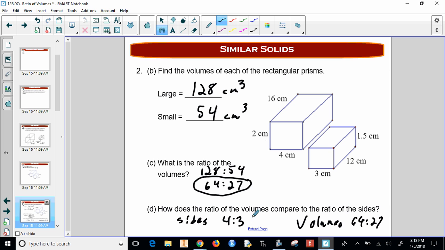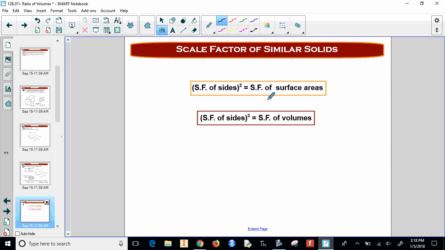Now, do you see a connection between 3 and 27? 3 times 3 times 3, 27. 4 times 4 times 4, 64. So this is the cube of the sides. So we've learned that the scale factor of the sides squared is going to equal the scale factor for the surface areas. Now we're going to deal with the scale factor for the sides cubed will be the scale factor for volumes.